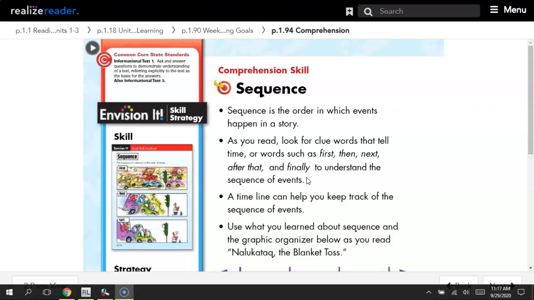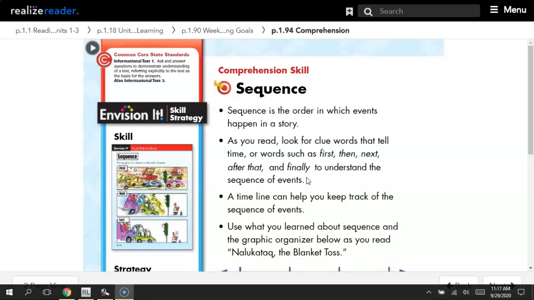Now, we know from learning sequence last week that an author doesn't always have to use sequence words in their writing. Sometimes what we need to do is think about what happened at the beginning of the story, the middle of the story, and at the end of the story.